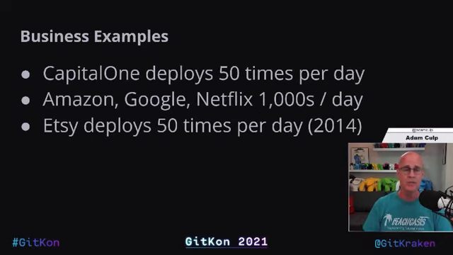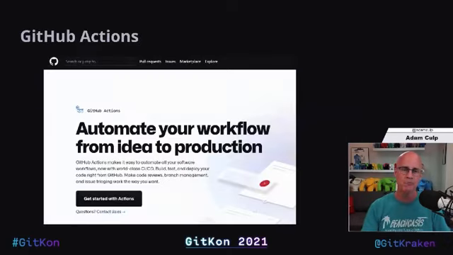Some example businesses that are using DevOps or using deployment: Capital One deploys 50 times per day. Meanwhile, Amazon, Google, Netflix, they're deploying up to thousands of times per day. And Etsy, back in 2014, released statistics that said they're doing about 50 times per day. There would be no way these companies could deploy at that scale without automating it, without making it in some fashion that would facilitate doing this in an automated fashion.